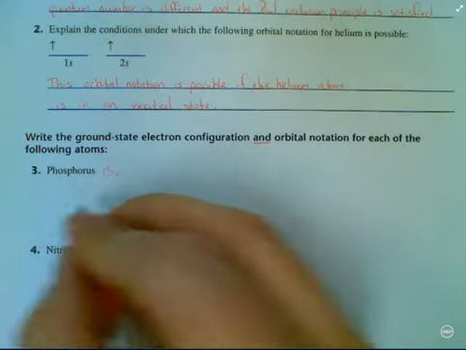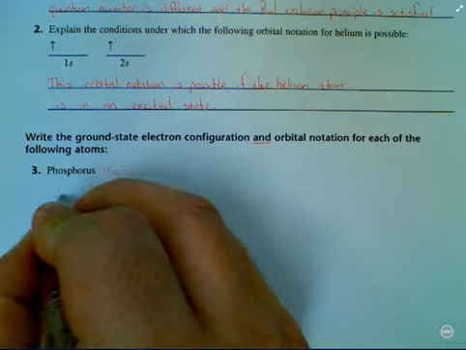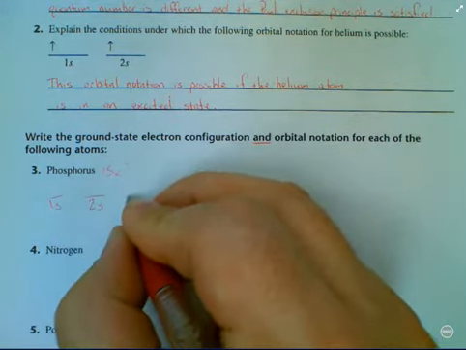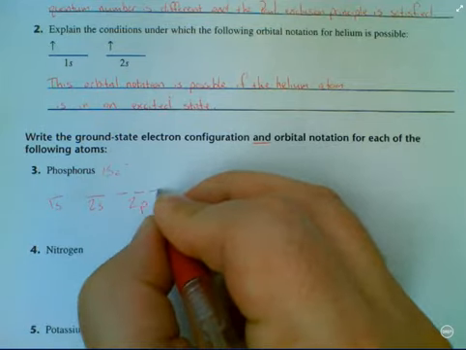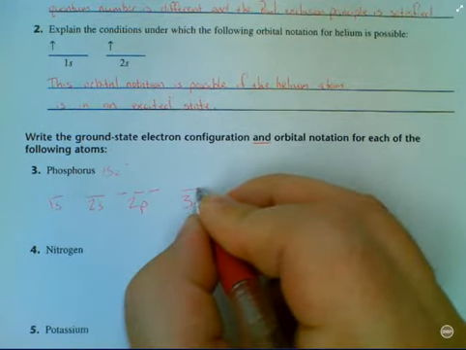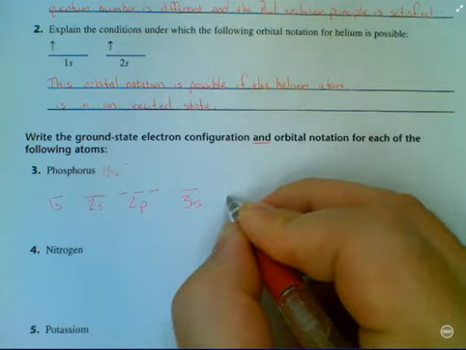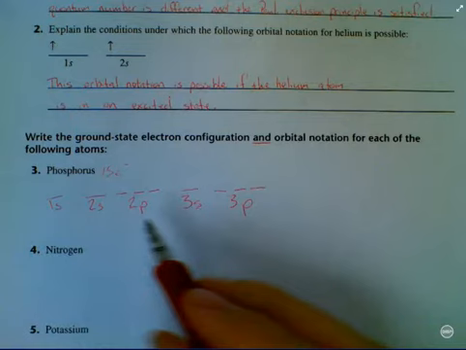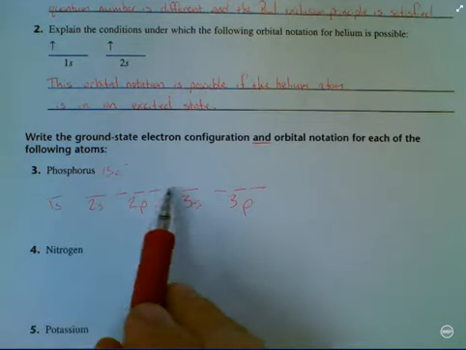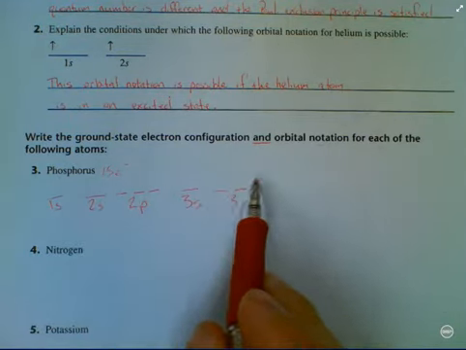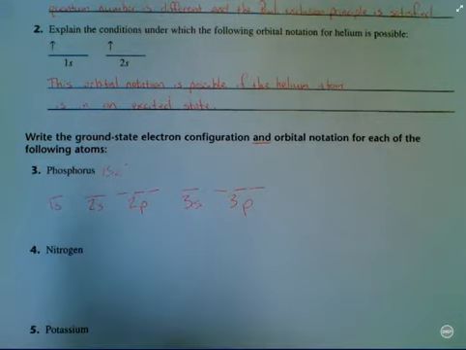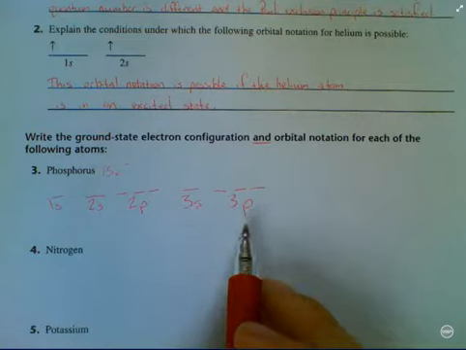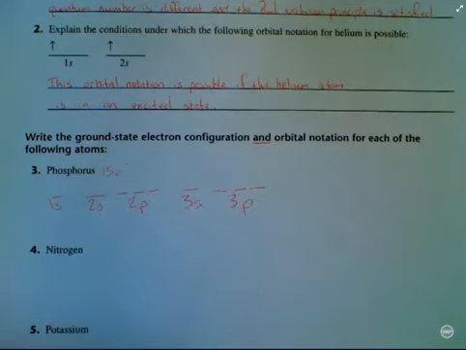So those are going to fill the 1s, then the 2s, then the 2p, then the 3s, then the 3p, and that's going to get us as far as we need to. So 1, 2, 3, 4, 5, 6, 7, 8. That's the 9th one. Maybe something will be open, maybe it won't. But we need to get into the 3p sublevel in order to house these 15 electrons.